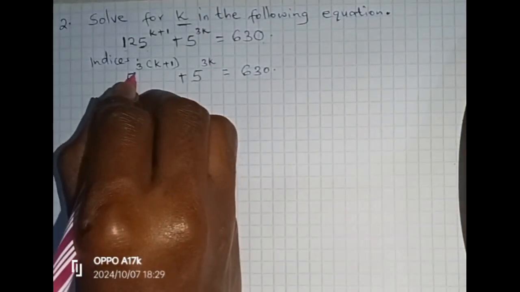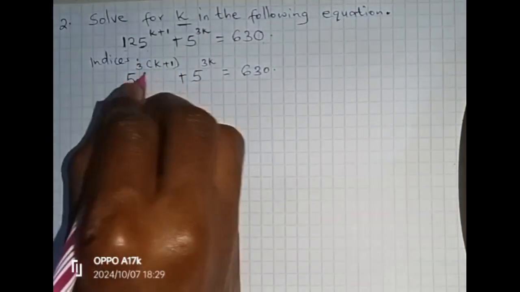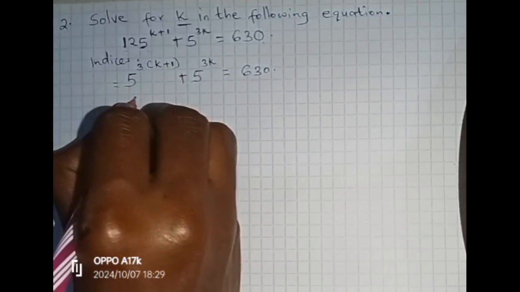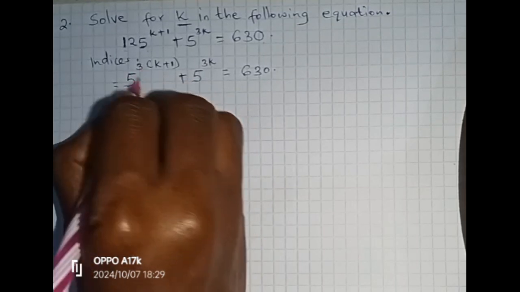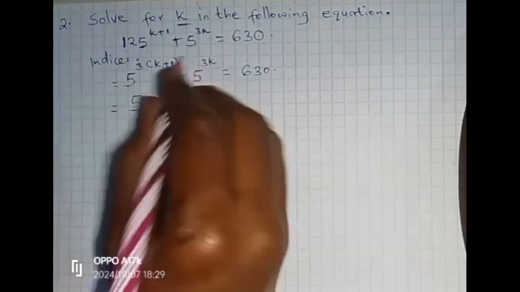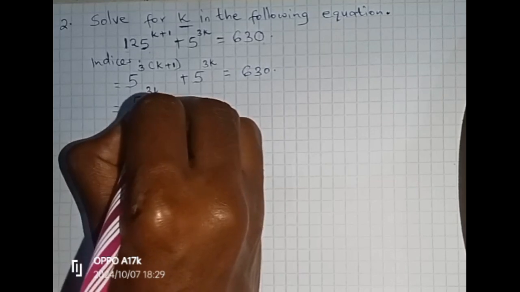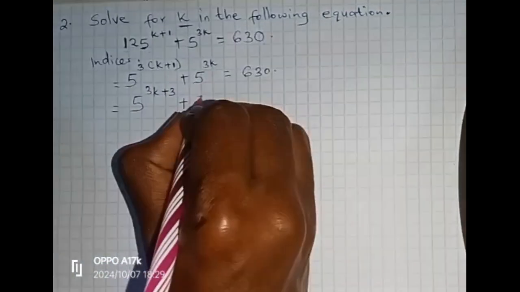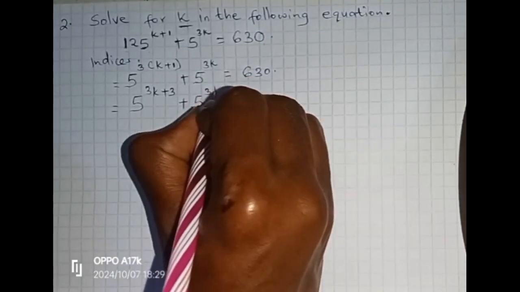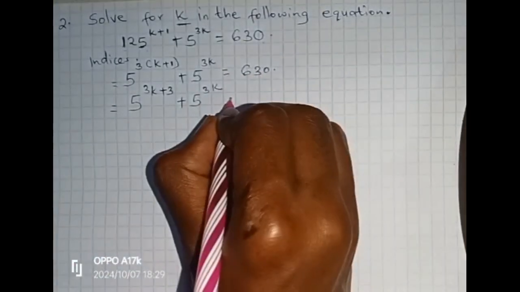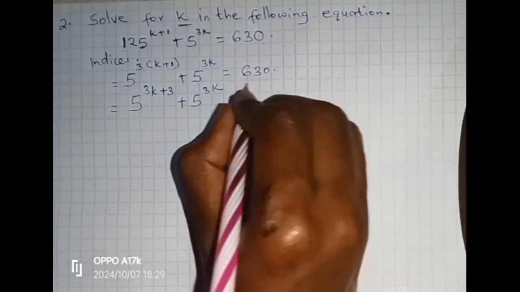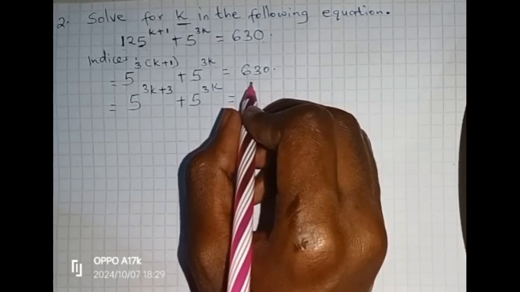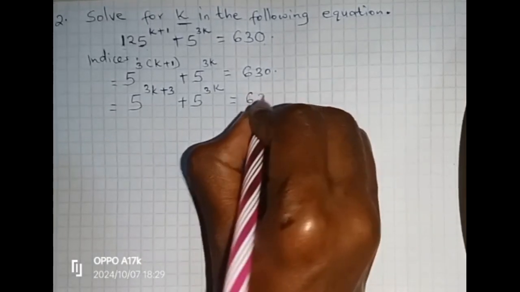Now let's open this bracket and simplify this one. It will be equal to 5 to the power of 3 times k, it will become 3k plus 3, plus 5 to the power of 3k is equal to, since we cannot express 630 to base 5, we will write it the way it is.